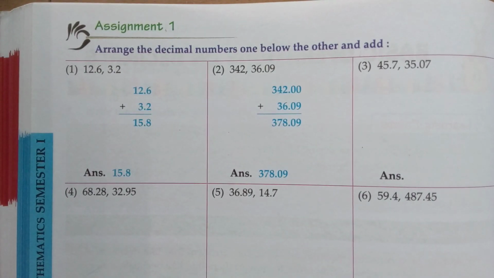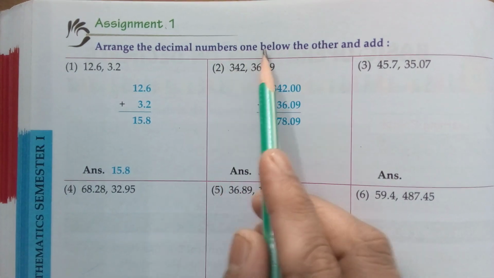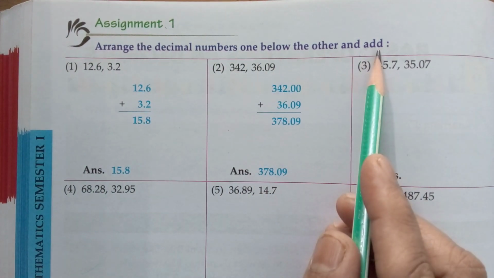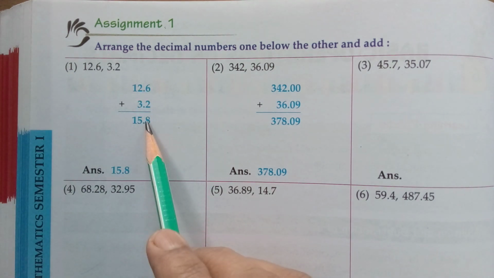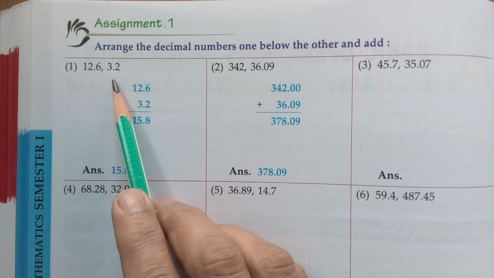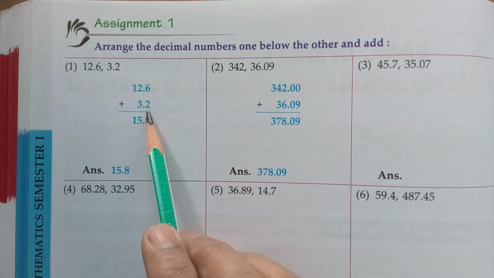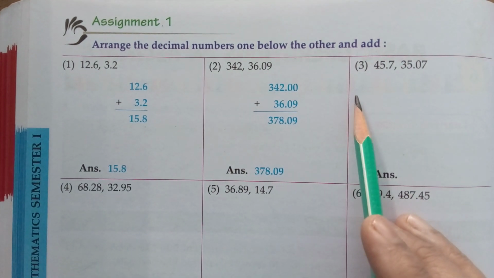Now, come, we will do assignment 1. Arrange the decimal numbers one below the other and add. See, one has been done for you. Look here, first we are going to arrange the decimals one below the other and then add. So, come, we will do the third sum.